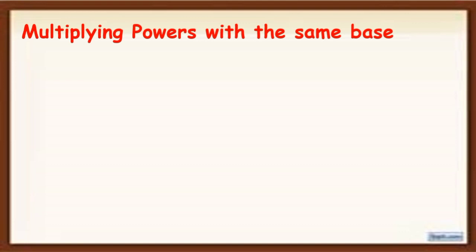Now, let's start with multiplying powers with the same base. For example, we have x raised to m times x raised to n. So first, what you are going to do is copy the base, then add the exponent. In this given, they have the same base, which is x, so you are going to copy it and just add the exponent.